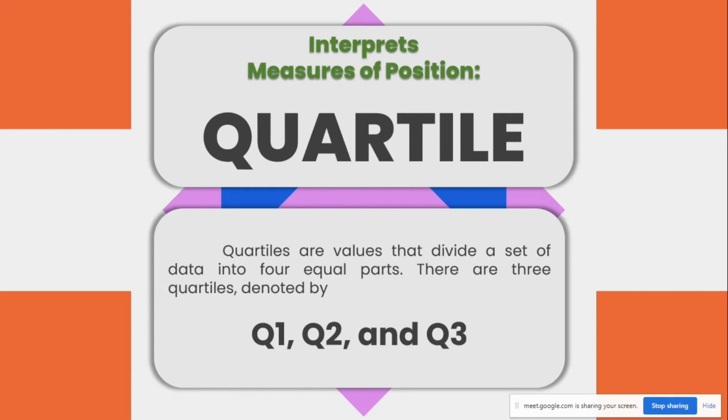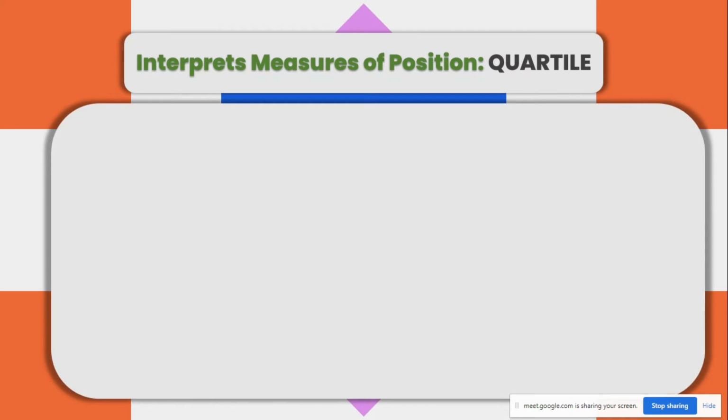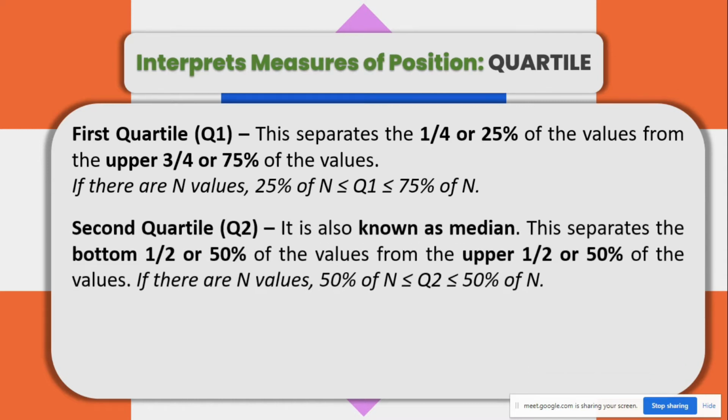So quartiles. Quartiles are values that divide a set of data into 4 equal parts. There are 3 quartiles denoted by Q1, Q2, and Q3. I guess nabasa niyo na to sa Module 1. So interpreting measures of position kung quartile, yung first quartile, yan yung 25% na mas maliit pa sa kanya, while 75% naman mas malaki pa sa kanya na mga values. Sometimes first quartile can be what we call the lower quartile.